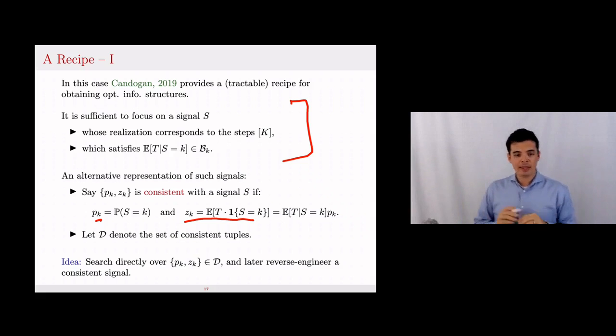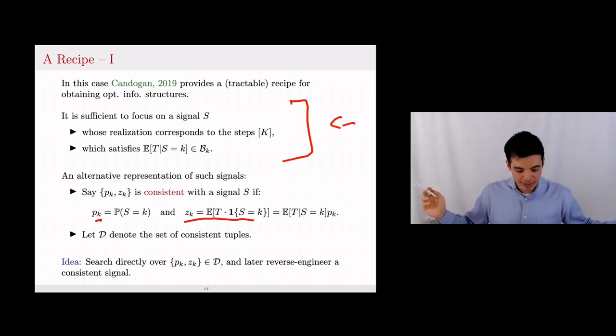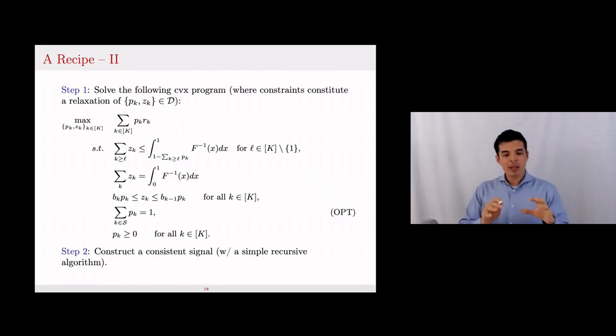Now, the high-level idea is the following. We do not know how to search over the optimal signals that satisfy these properties directly. We can search over the pz tuples that are consistent with some signal S. Let me denote the set of such consistent tuples with T. We will search over these tuples, and then we are going to reverse engineer a signal that is consistent with the optimal tuple. In more detail, here's an optimization problem that we are going to solve.